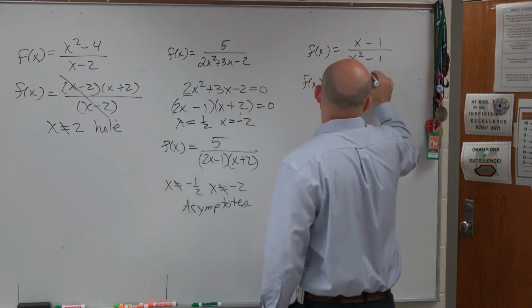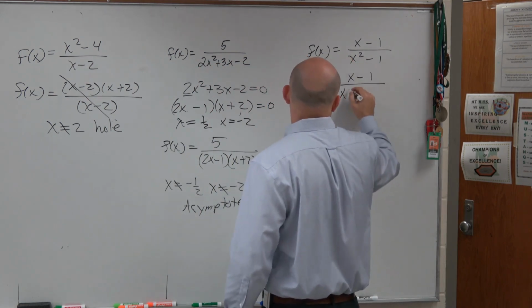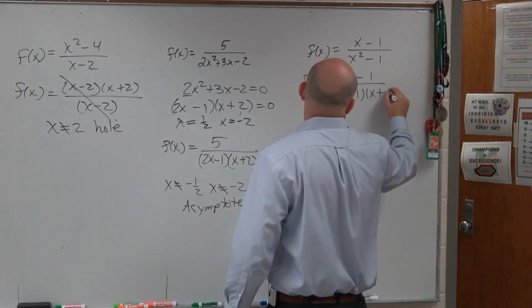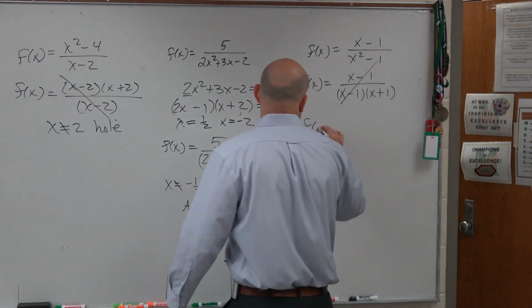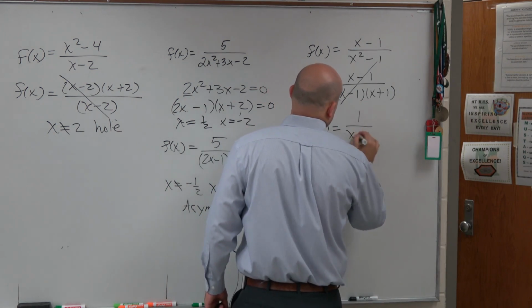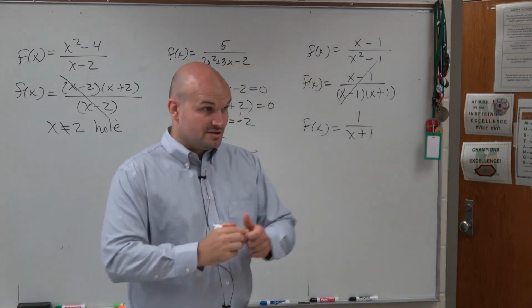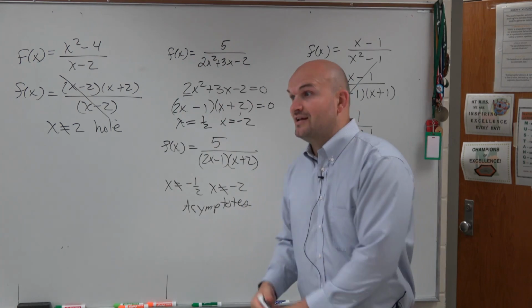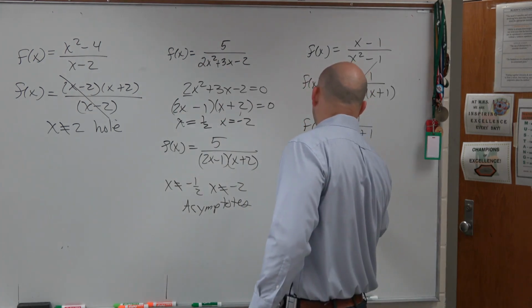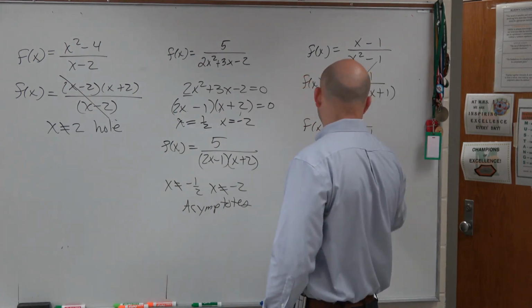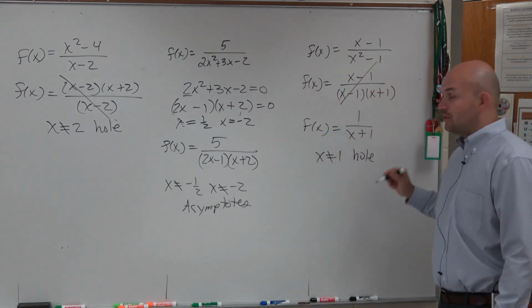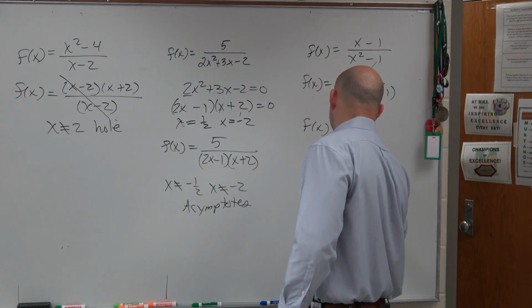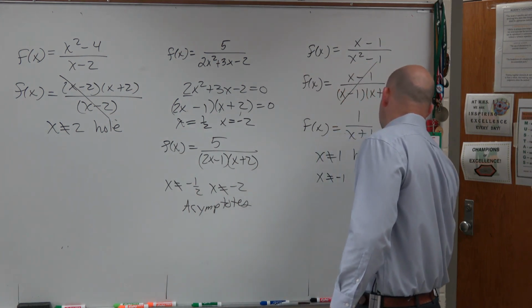f of x equals x minus 1 over difference of two squares, x minus 1 times x plus 1. Notice the x minus 1s divide out. So we're left with f of x equals 1 over x plus 1. So again, just a reminder, if it can be divided out, it is a hole. So you're going to say x cannot equal 1, because that's a hole. And x cannot equal negative 1, because that is an asymptote.